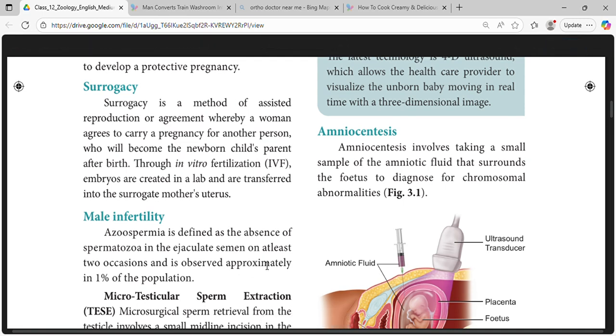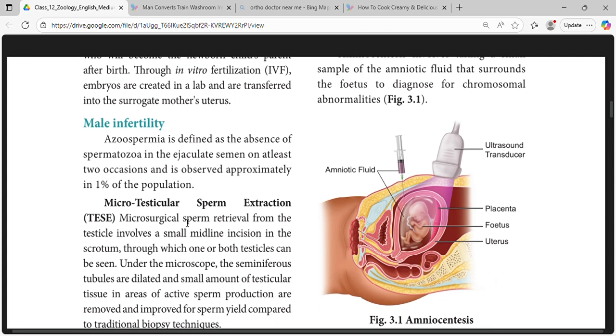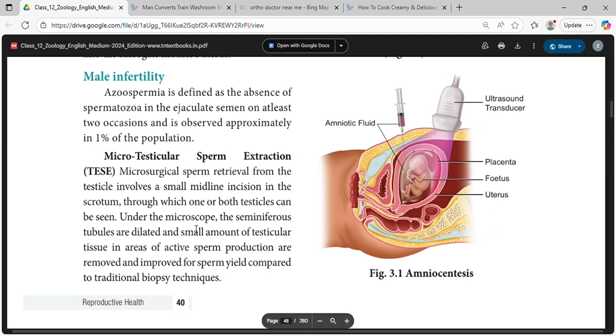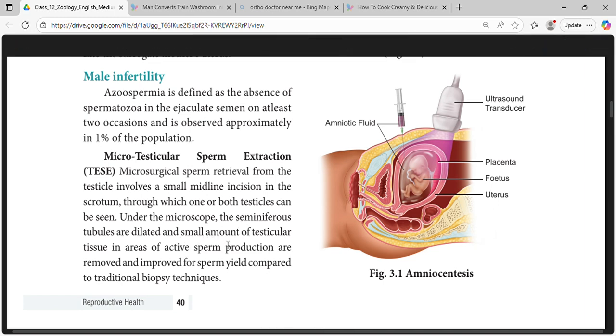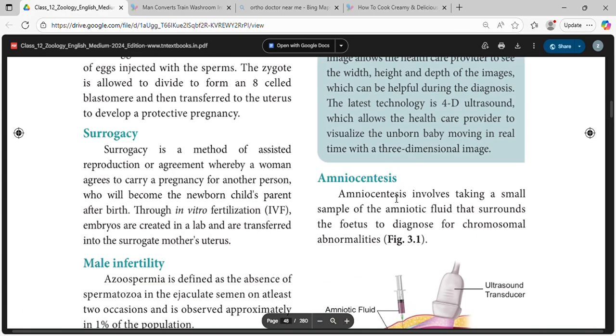Azoospermia is defined as the absence of spermatozoa in the ejaculated semen on at least 2 occasions and is observed in approximately 1% of the population. Microtesticular sperm extraction. Microsurgical sperm retrieval from the testicle involves a small midline incision in the scrotum through which both the testicles can be seen under the microscope. The seminiferous tubules are dilated and a small amount of testicular tissue in areas of active sperm production is removed, with improved sperm yield compared to traditional biopsy techniques.